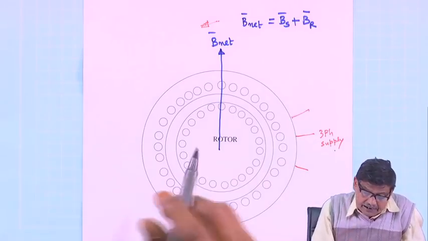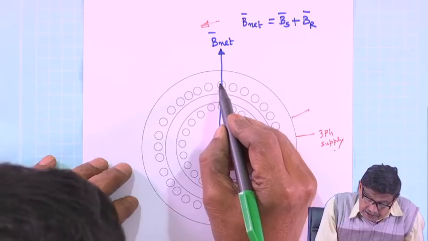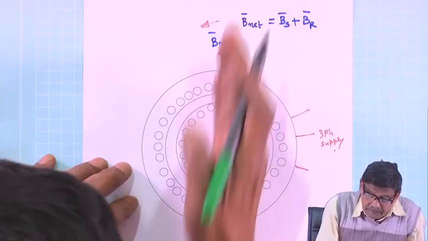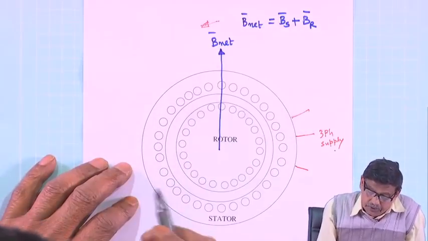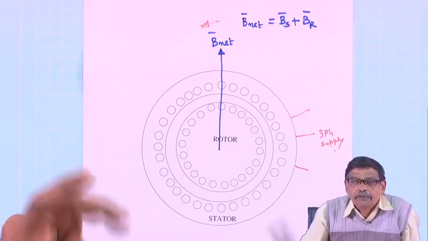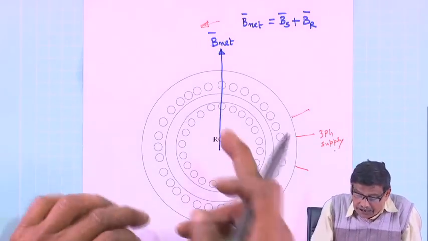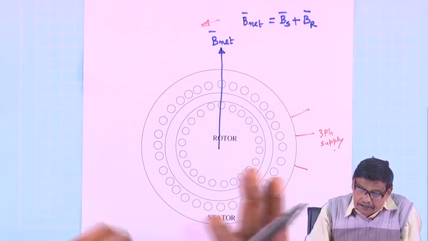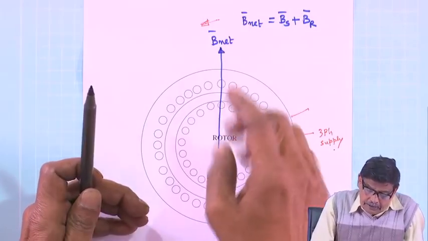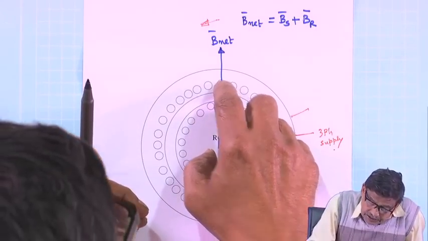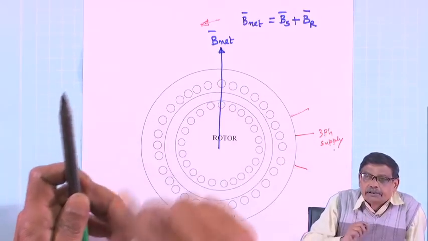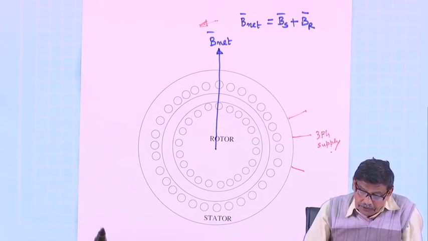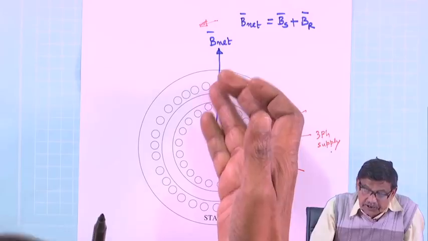Therefore, at that instant, I am sure about one thing, these conductors which are facing this B net magnitude, they must have maximum voltage induced, because BLV is the story. No matter whether they belong to R phase, Y phase, I do not care, but I am sure about one thing, that when B net is here, maximum voltage will be induced in this conductor as well as in this conductor, it has to be. Now, the question is, what will be the polarity of these voltages?